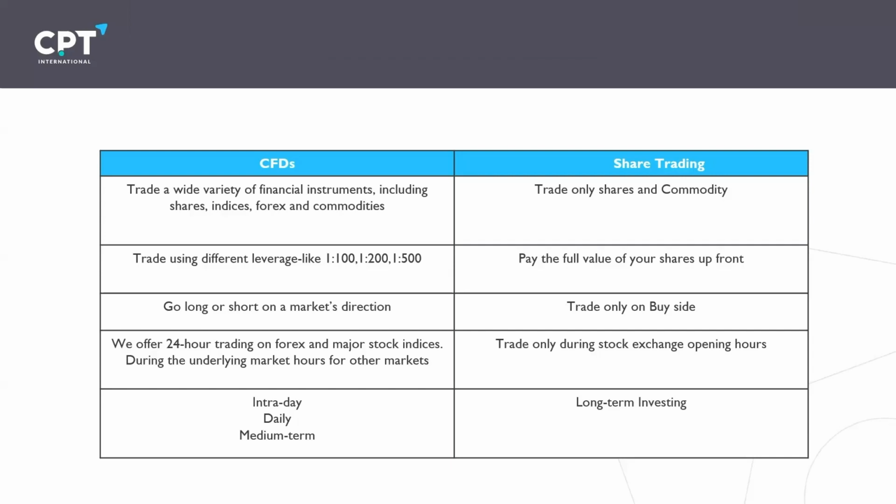And in CFD trading, we can use high leverages like 1:100, 1:200, even 1:500. Those who want to be more aggressive traders can use 1:500. Basically, we recommend 1:100 as a good leverage for long-term trading.